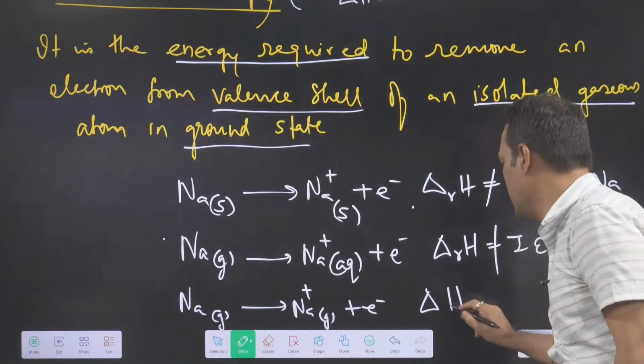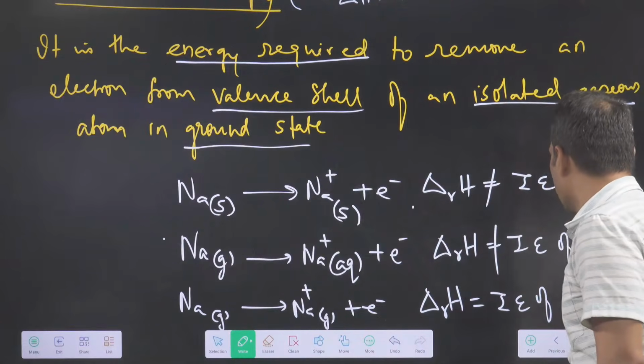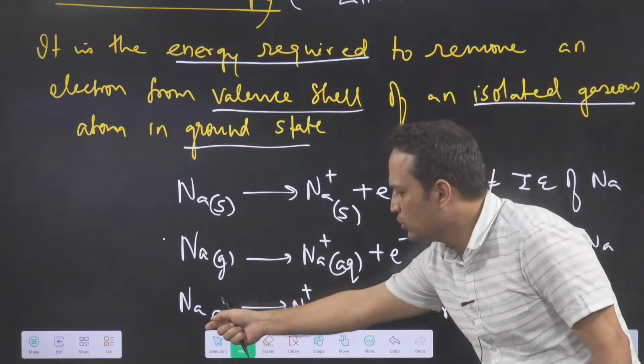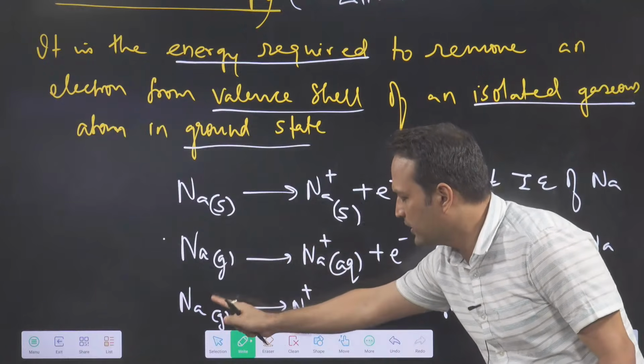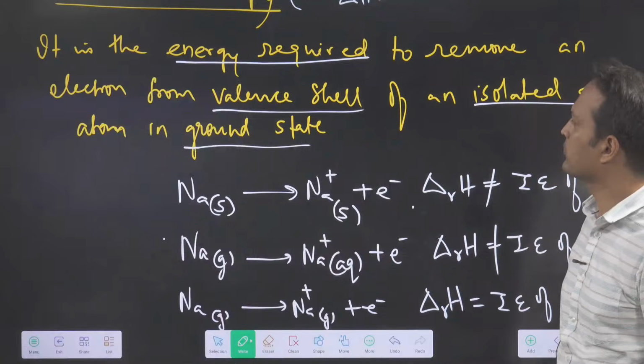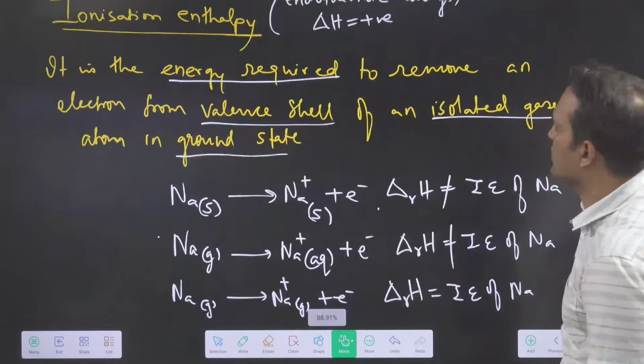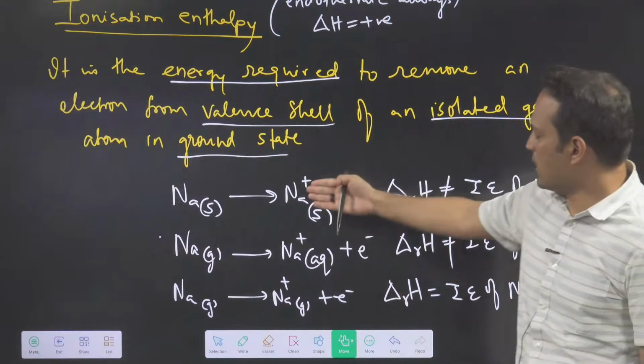This is ionization energy of sodium. So energy required to remove one electron from isolated gaseous atom. So gaseous atom will become gaseous ion. This is ionization energy definition. Questions are based on this also.